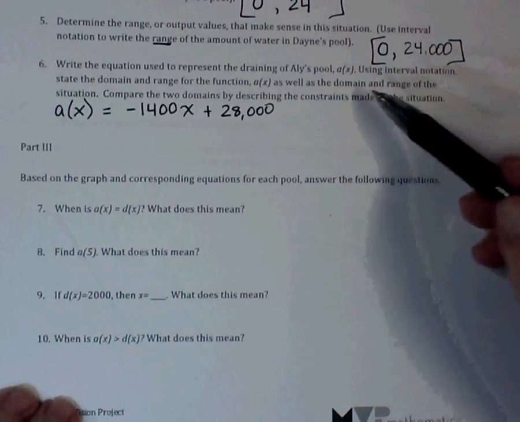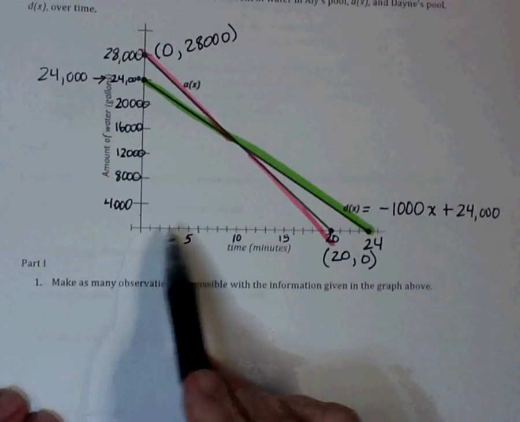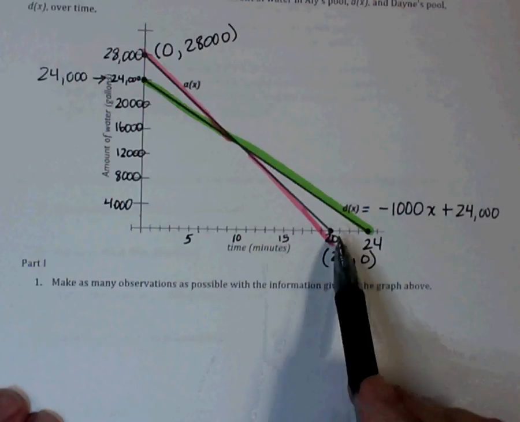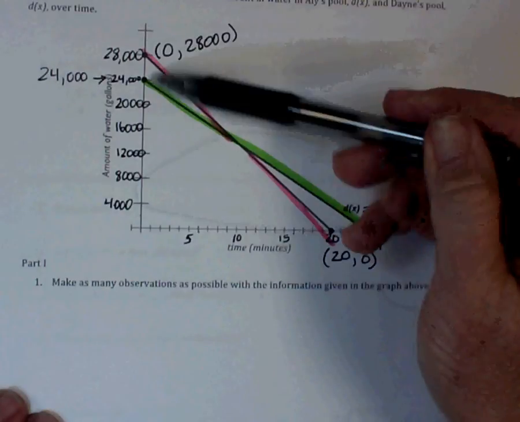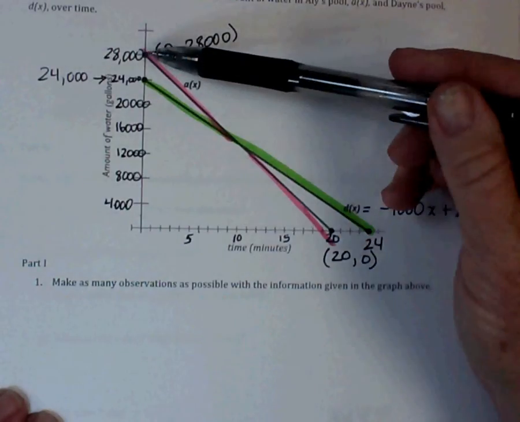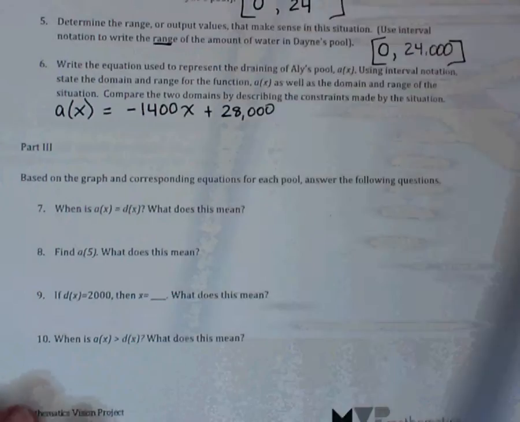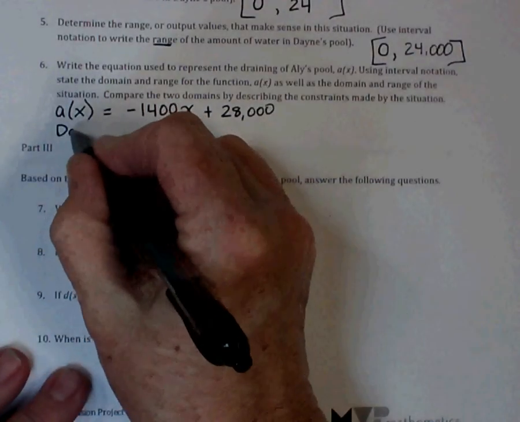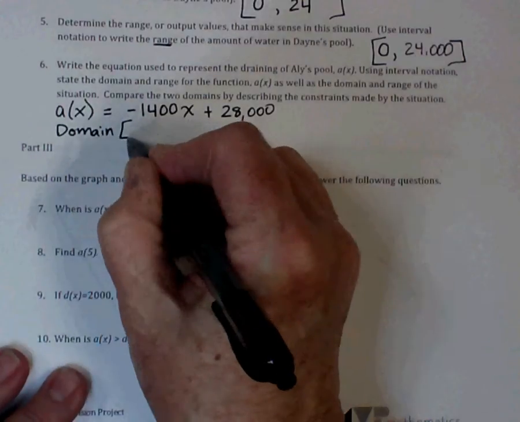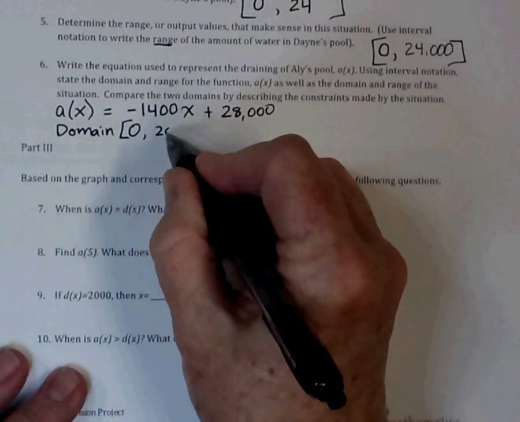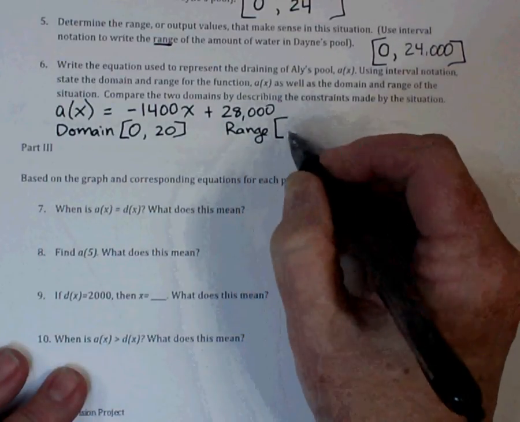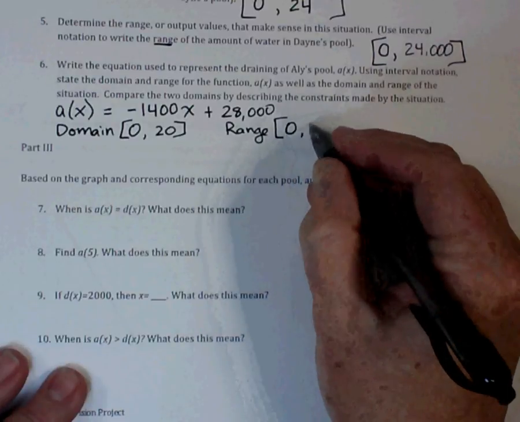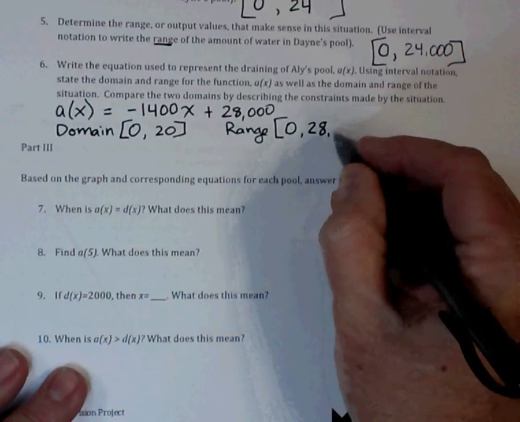And then the domain, if we looked at the graph, our domain went from 0 to 20. So it only took her 20 minutes. And our range went from 0 to 28,000. So as many people noticed, she started with more water, but it took her less time. So domain 0 to 20, range 0 to 28,000.